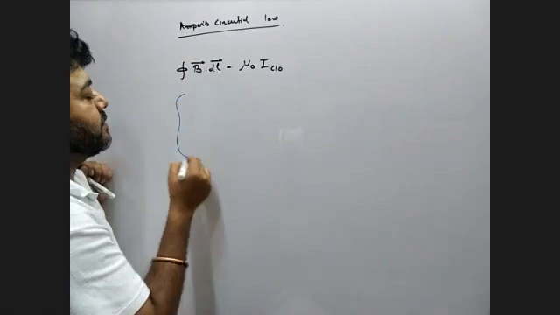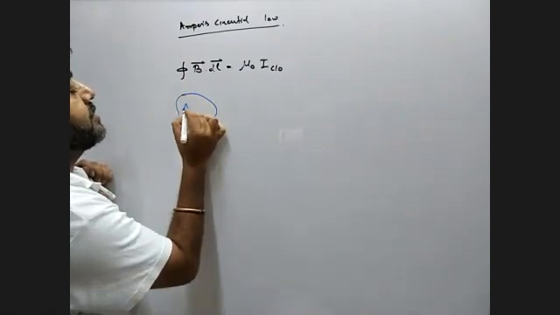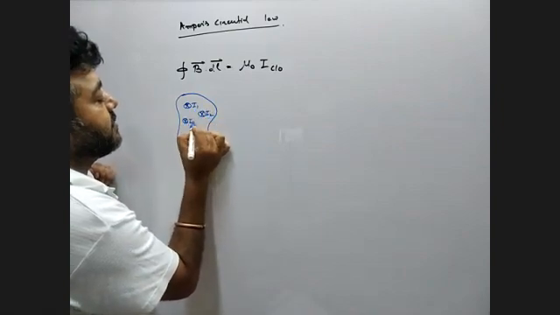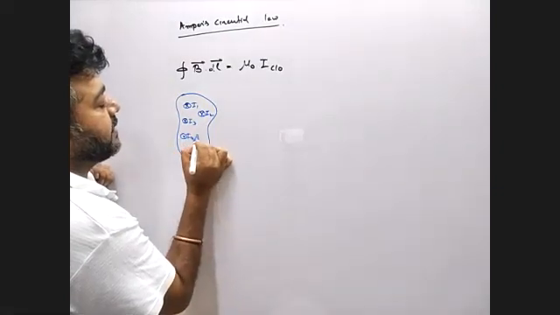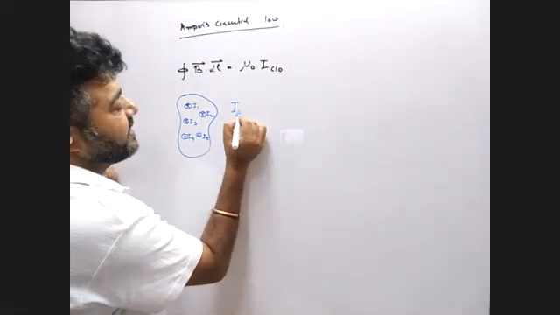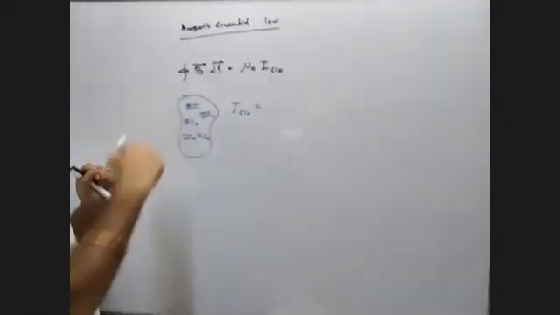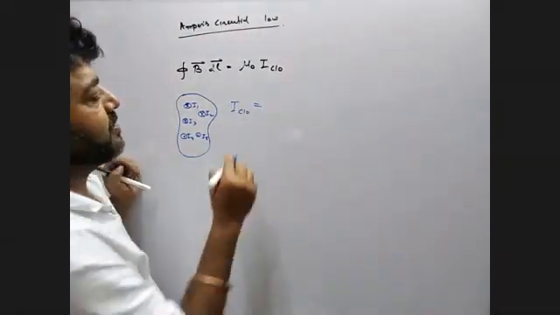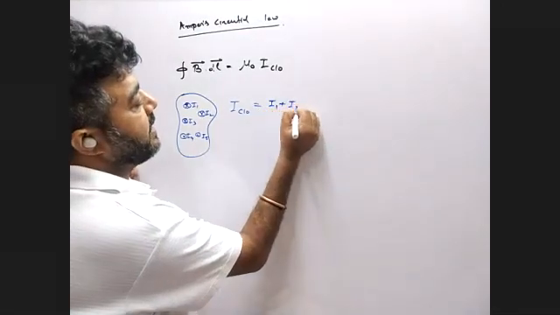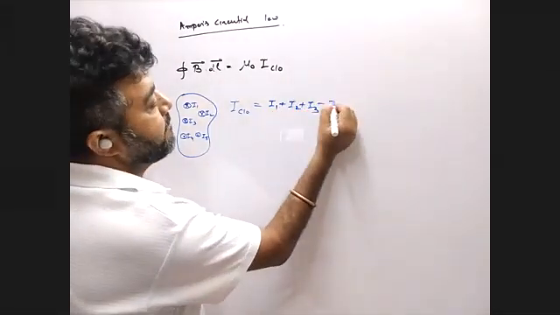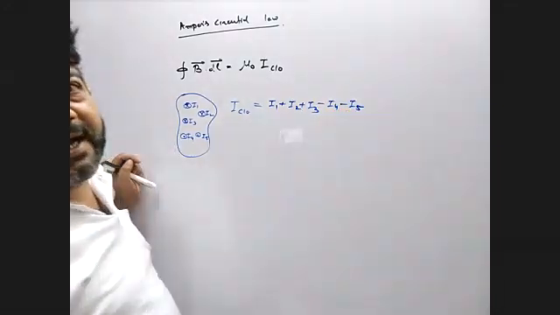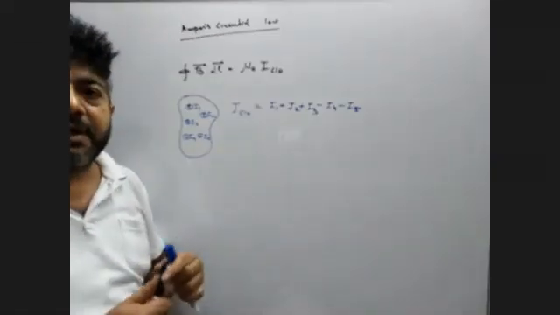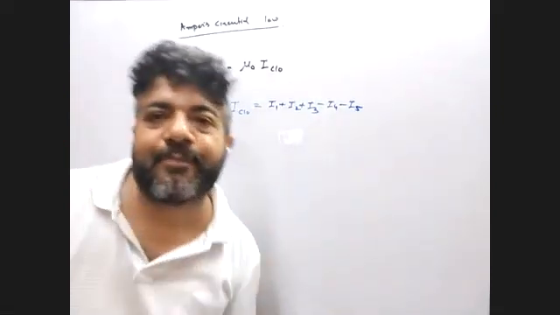Suppose you have a closed loop in which this is your I1 current, this is your I2 current, this is your I3 current, this is your I4 current, this is your I5 current. So what is my total current in this closed surface? I1 plus I2 plus I3 minus I4 minus I5. That is my enclosed current or total current. Is it clear?